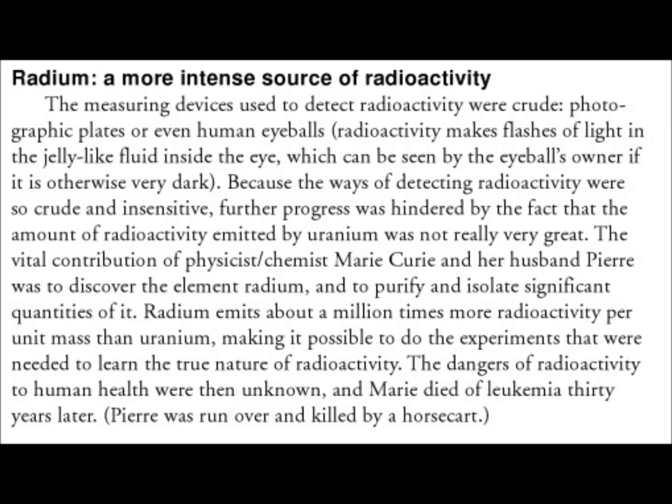The vital contribution of physicist-chemist Marie Curie and her husband Pierre was to discover the element radium and to purify and isolate significant quantities of it. Radium emits about 1,000,000 times more radioactivity per unit mass than uranium, making it possible to do the experiments that were needed to learn the true nature of radioactivity. The dangers of radioactivity to human health were then unknown, and Marie died of leukemia 30 years later. Pierre was run over and killed by a horse cart.